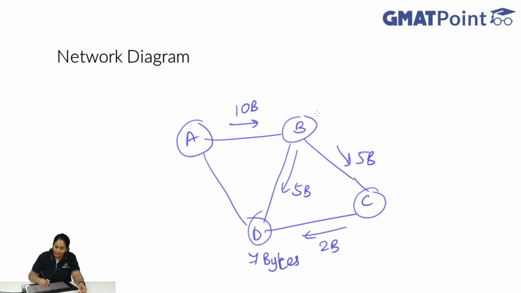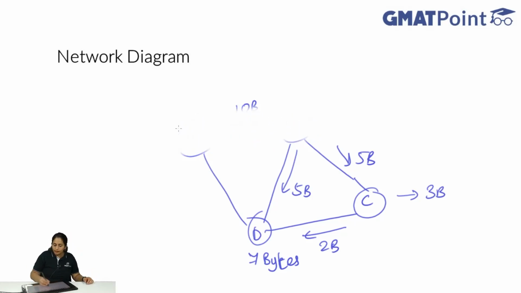B receives 10 bytes and gives out 10 bytes. C keeps 3 bytes of information with it. So essentially using this network diagram, I can show the flow of information, flow of things through a particular network. I can show what are the different nodes in a particular network, how are they connected. Now where would you use this?